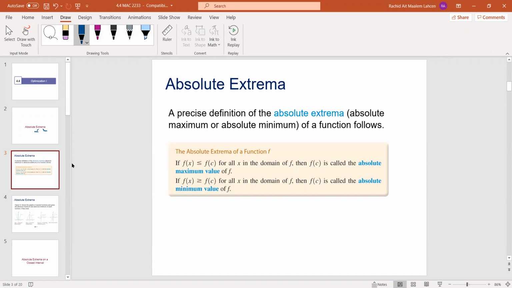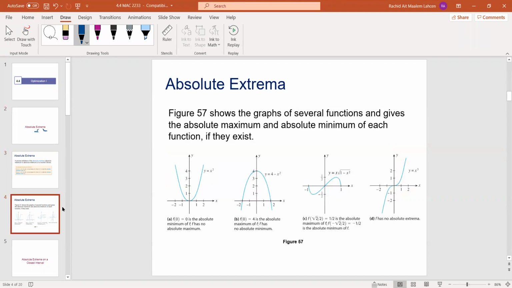If you have a function such that f of c, so c is a point, is greater than or equal to f of x for all x in the domain of f, then f of c is called the absolute maximum value of f. And similar thing for the absolute minimum, with f of c being less than. Some charts to explain this.